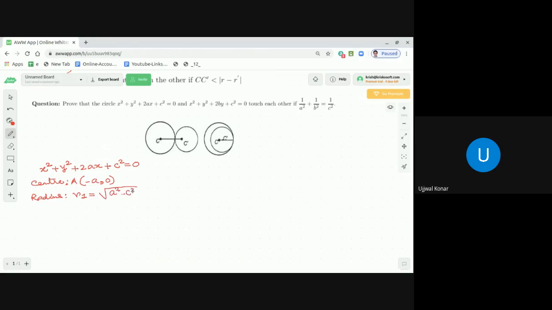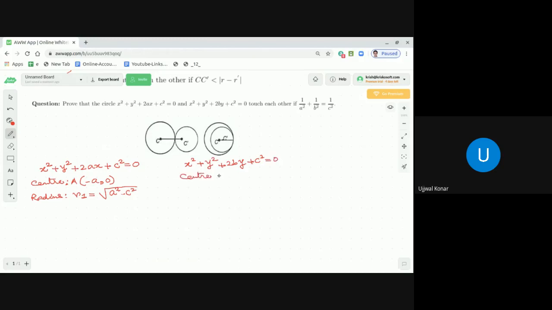Where is it coming from? Very quickly I can tell you, if the equation of the circle is x square plus y square plus 2gx plus 2fy plus c equal to 0, then the center is at the point minus g comma minus f and the radius is equal to square root of g square plus f square minus c. Now let's look into the second circle. The second circle equation given here, students, is x square plus y square plus 2by plus c square equal to 0. So what is the center?